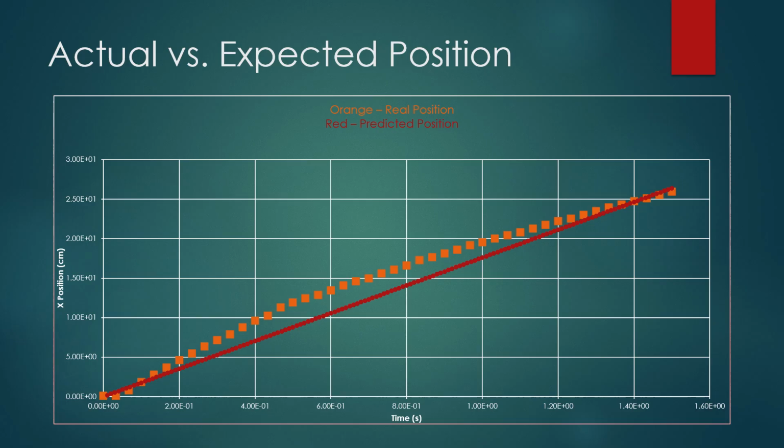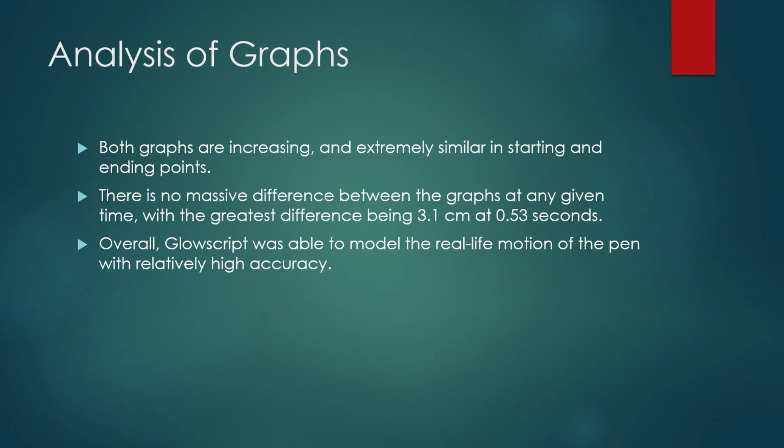So as you can see, they have very similar paths, but there are some slight differences. So both were increasing, had just about the same starting and ending points. And the biggest difference at any given time point was about 3 centimeters at 0.53 seconds. So overall, GlowScript was able to model the real motion of the pen with relatively high accuracy.